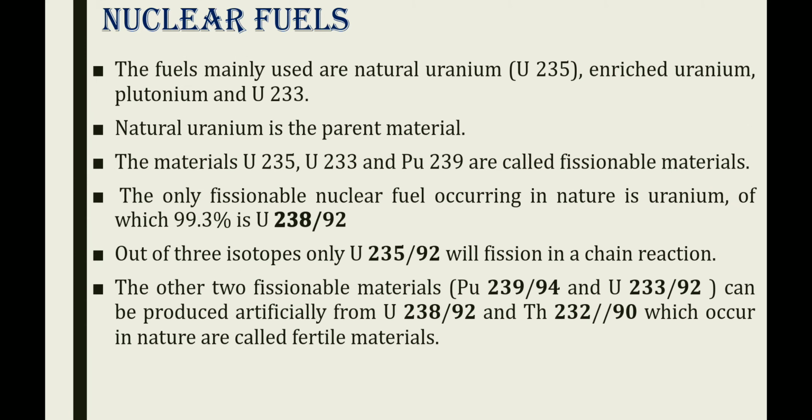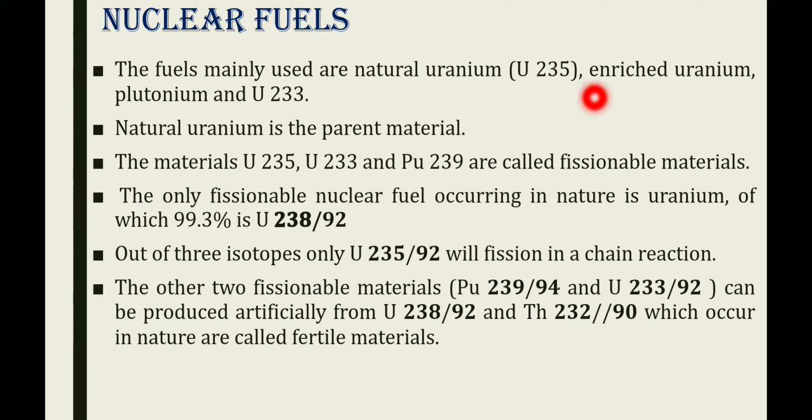Next one is nuclear fuels. Nuclear fuels, we are already clear with these things. In a nuclear power plant, the fuel mainly used is natural uranium, that is uranium-235. One more is enriched uranium. One more is plutonium. One more is uranium-233. So these are the different kinds of fuels we use, and we generate a huge amount of energy.